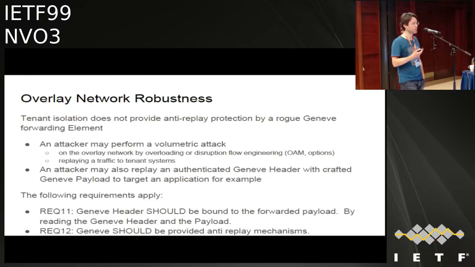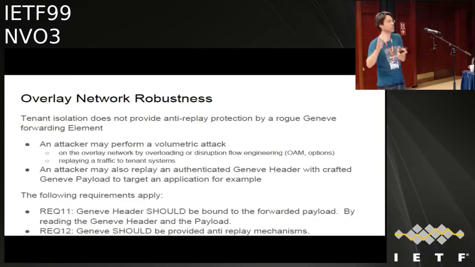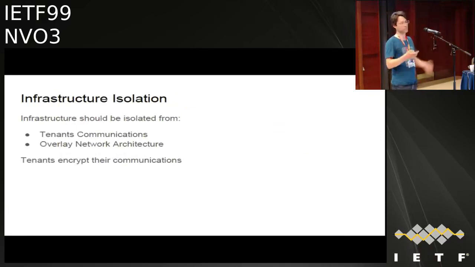So basically the two requirements we came to are to have anti-replay mechanisms. And the other thing is that we should make it possible to bind the payload with the header. Because if you have a header that is perfectly protected and a payload that is perfectly protected, you replay that overall, you can change one or the other. So both have to be protected and bound together. Isolation is mostly encryption, as has been explained in how to protect the tenant's traffic from leakage. Question?